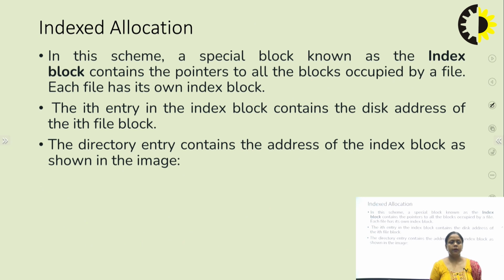Next is index allocation. In this scheme, a special block known as an index block contains the pointers to all the blocks occupied by a file. Each file has its own index block. The ith entry in the index block contains the disk address of the ith file block. The directory entry contains the address of the index block, as shown in the image. We will understand how this index is used with the help of this image.